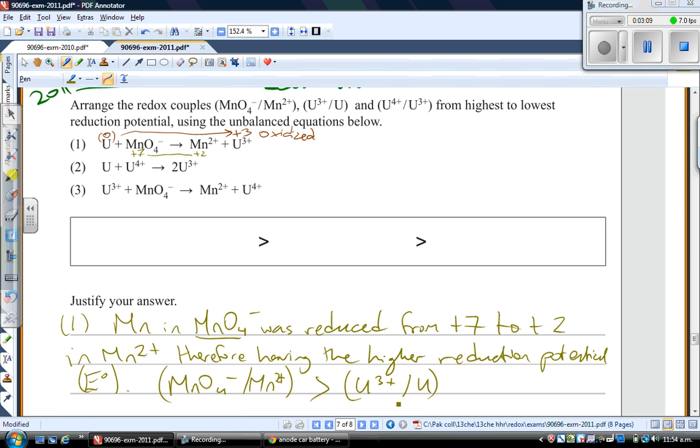Then we look at the second equation. Now the key to figuring out what's going on in the second equation is to rewrite it, because they've sneakily written the two products and lumped them together. So this equation, if it was expanded out, would actually read uranium plus uranium 4 plus, and then you have two products. You essentially have uranium 3 plus and then uranium 3 plus again.